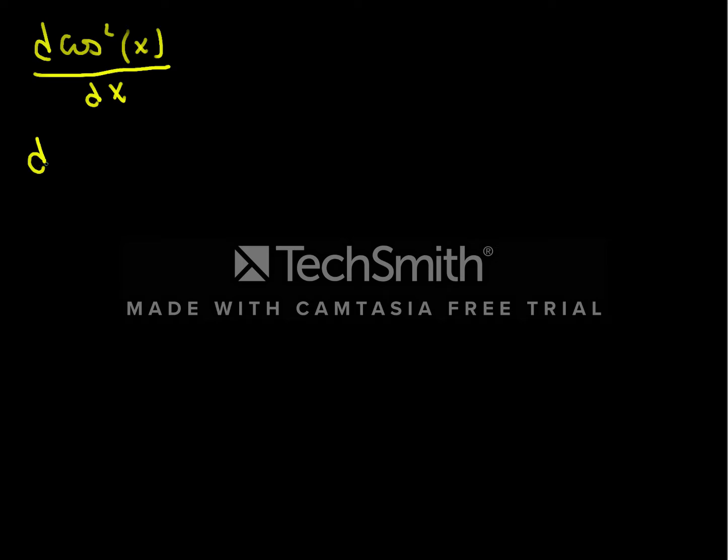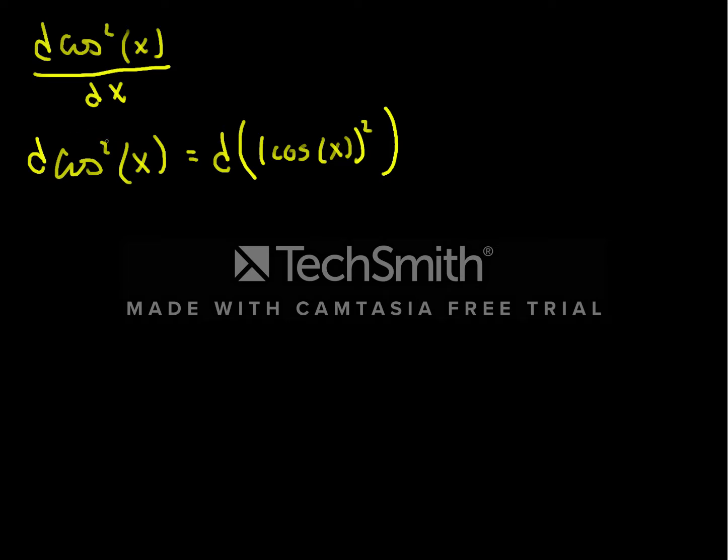So the differential of cosine squared of x. Let me rewrite this so it's a little bit clearer. This is the differential of cosine of x, squared. Right? That's what we mean. When I put the 2 here, or I put a 7, any number here, I'm saying take the cosine function and raise it to that power. So first off, we see that we've got a power rule.